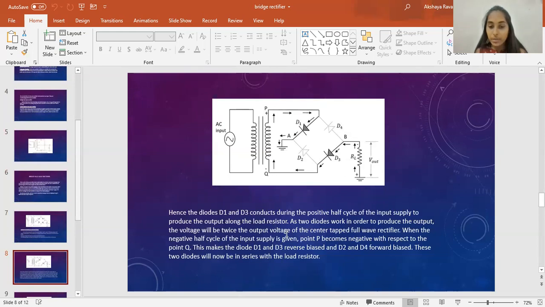So here we can see that point P becomes negative with respect to point Q. This makes diodes D1 and D3 reverse biased and D2 and D4 forward biased. These two diodes will be in series with the load resistor. It means the load resistor will be supplied through the diodes D2 and D4.